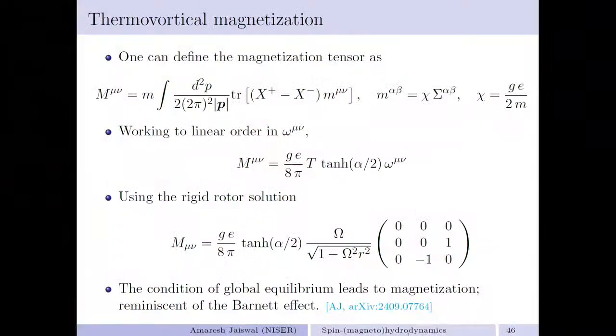Okay. And so what we can do is calculate the magnetization as a function of the thermal vorticity. This is what we get with the solution of the rigid rotor global equilibrium. So the proposition is that this is a magnetization which can be measured. Of course, there is an e sitting here, which makes it quite small to measure, but nevertheless it is in principle a measurable quantity. The magnetic field points along the z-axis, transverse to the plane.